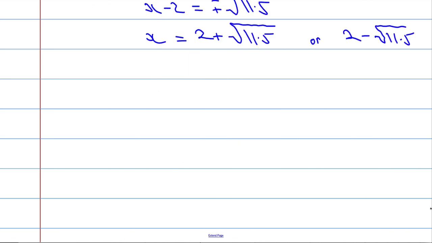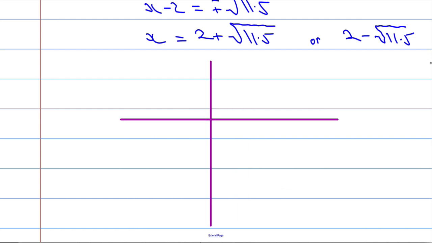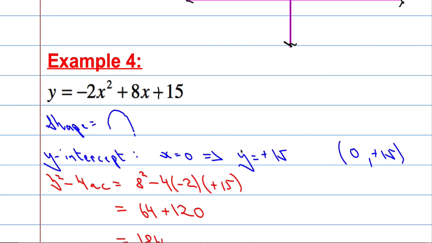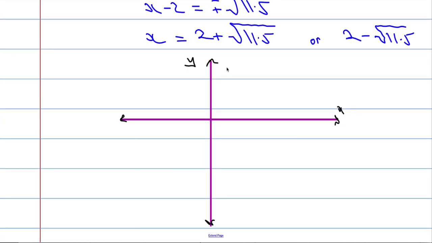Now we've got to draw our sketch. Okay, so we've ascertained that it's an N-shaped graph. I'm going to do the x-axis a little bit higher. Okay, we've got x and y. Now it's an N-shaped graph. Let's go with the y-intercept first of all. The y-intercept is 0, 15. So say here, 0, 15 is our y-intercept.